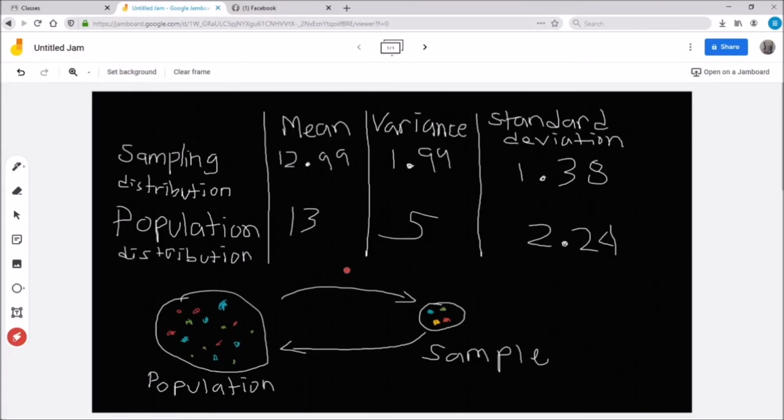And one more thing, there's a bigger chance that the sampling distribution and the population will have the same result in terms of the mean, but not all the time. Like this one and this one, they have different results. Okay, that's all.